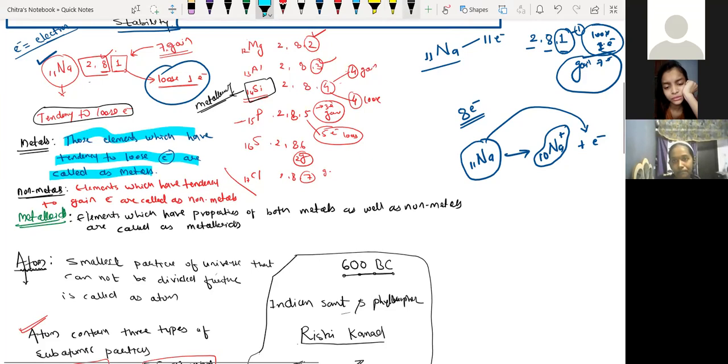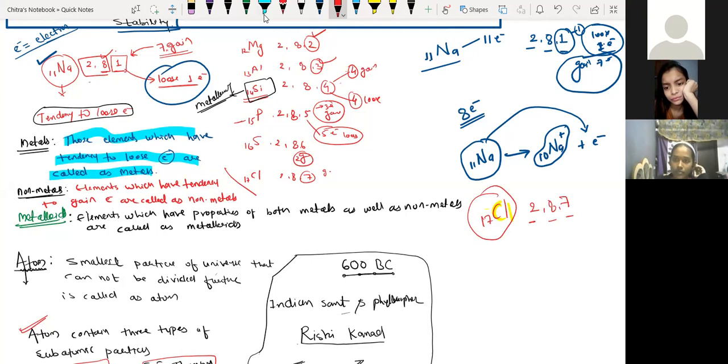Now we'll discuss chlorine. We know chlorine has atomic number 17. So its electronic configuration will be 2, 8 and 7. The first shell contains a maximum of only 2 electrons, in the second shell 8 electrons are present, and in the outermost shell 7 electrons are present for chlorine.